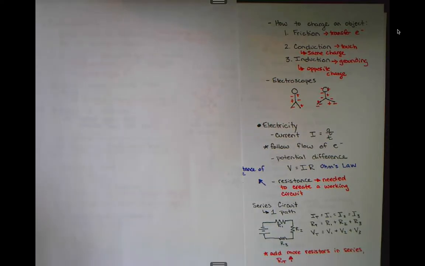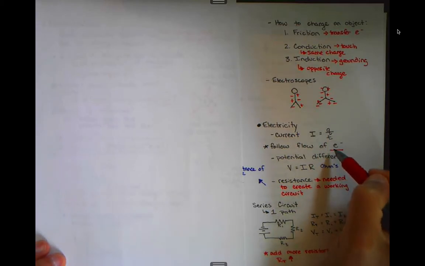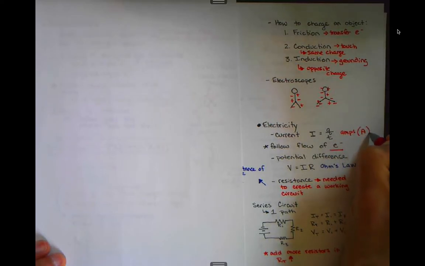Then we got into electricity. So we know that with electricity, we're going to follow the flow of electrons. And the current, the flow of those electrons, is the charge per time. Current is measured in amps. So capital A, that's your unit.